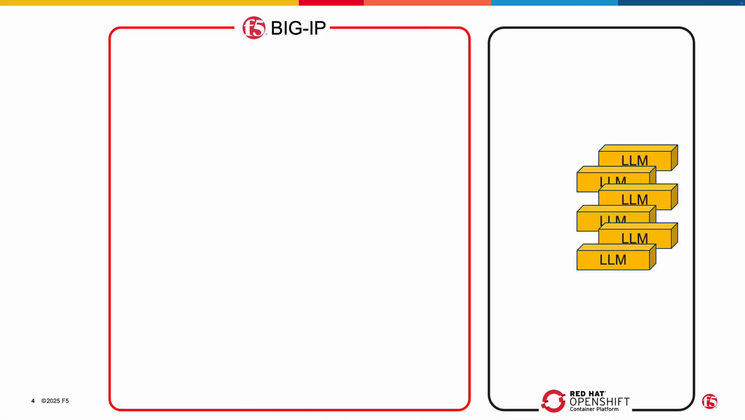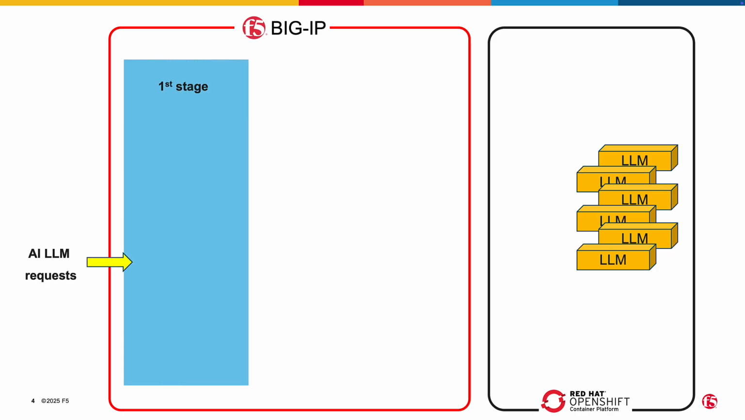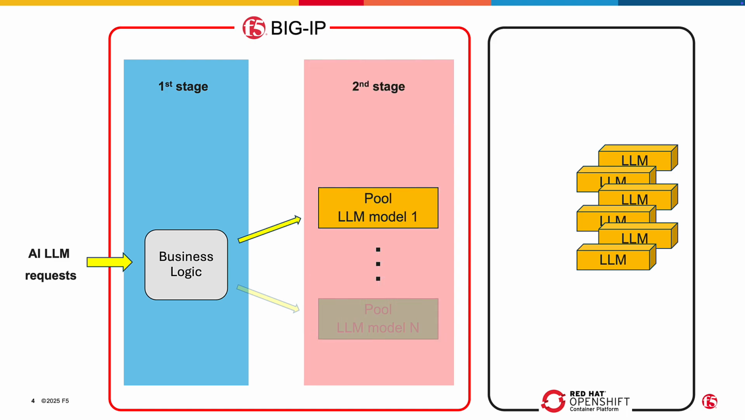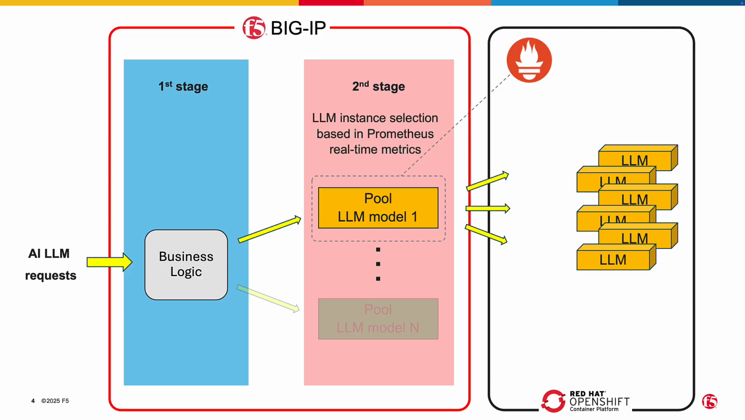Let's see what is meant by intelligent load balancing in this context. When an AI LLM request reaches the BIG-IP, the very first thing that will be done is applying a business logic. In this demo, this will be body-based routing. This is selecting the destination pool based on the content of the request. Once the pool is selected, in a second stage, the BIG-IP will select the most appropriate LLM server amongst the selected pool based on their metrics. These metrics are pulled by OpenShift Prometheus.